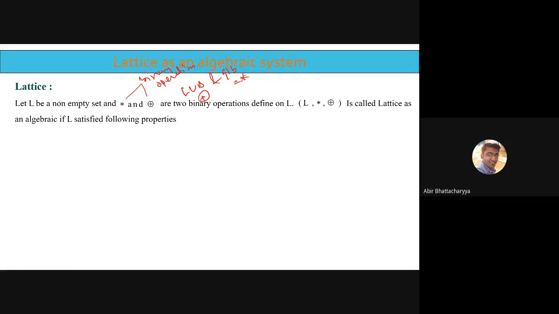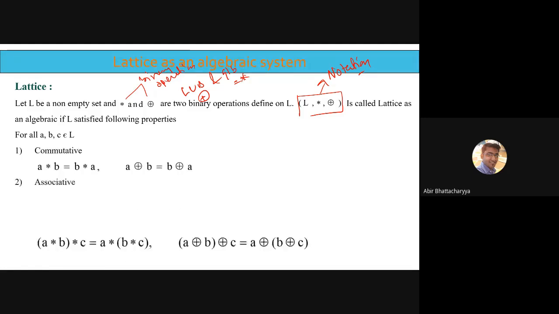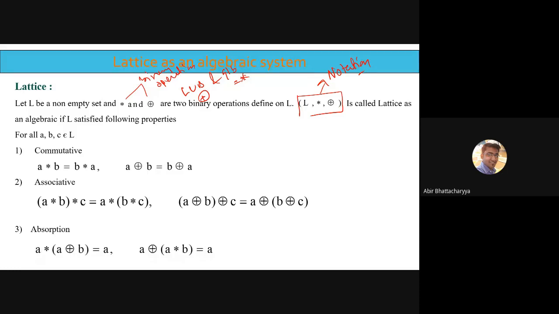Then (L, star, plus circle). This is the notation. (L, star, plus circle) is called a lattice as an algebraic system if L satisfies the following properties, for all A, B, C belonging to L. First property commutative, second property associative, and third property absorption. That means these three laws are satisfied simultaneously.